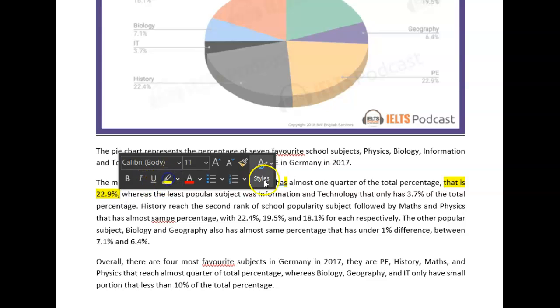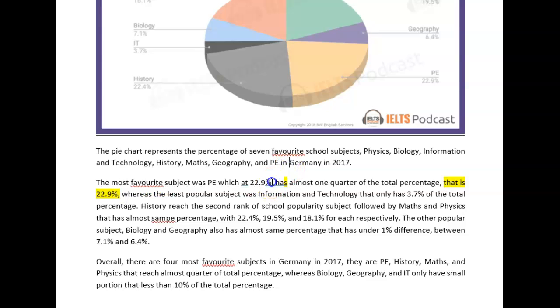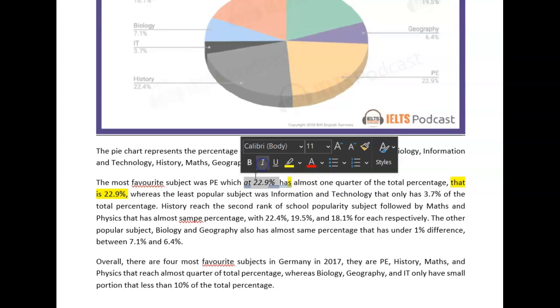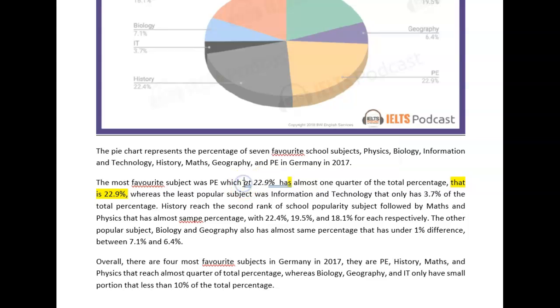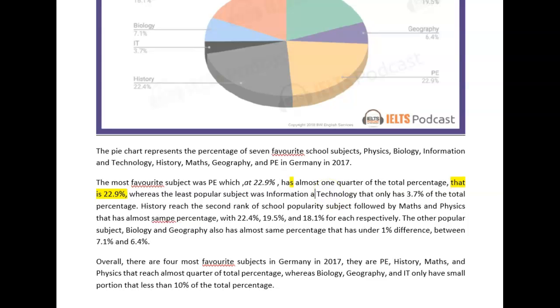So you've moved it into here basically. And then that has to go in commas, had almost 1/4 of the total percentage, whereas, so then you're more naturally going into your contrast. The least popular subject was IT. Yeah, okay, we just call it information technology, which, or that, okay, had only 3.7 of the total percentage, okay.